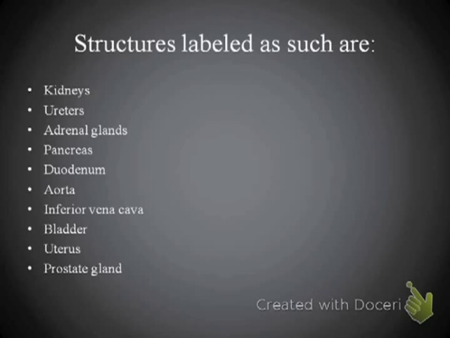So structures labeled as retroperitoneum are these. We have the kidneys, the ureters, adrenal glands, pancreas, duodenum, aorta, inferior vena cava, bladder, uterus, and even the prostate gland. So if you'll notice, these are structures that are typically located in the posterior portion of the body and not anterior. So that's a good way to think of it. The peritoneum is most of the time the anterior portion of the body, and the retroperitoneum is more so the posterior portion. And that will help us keep things a little more straight.